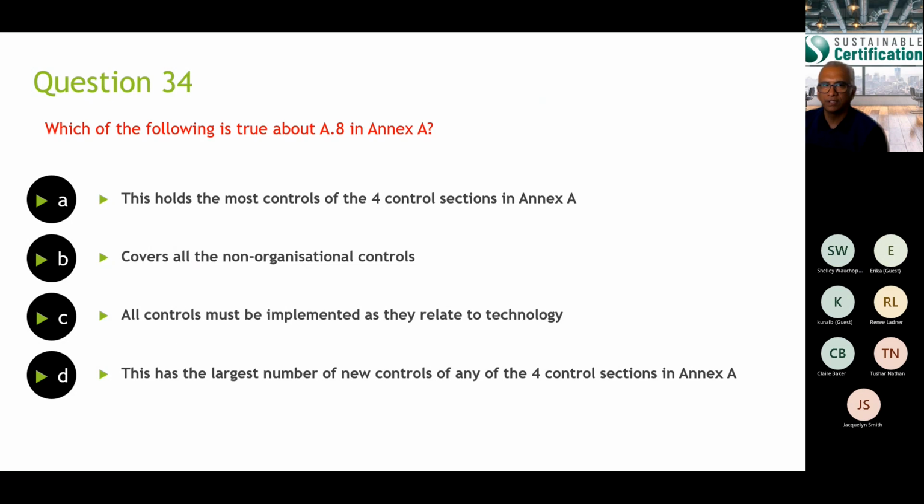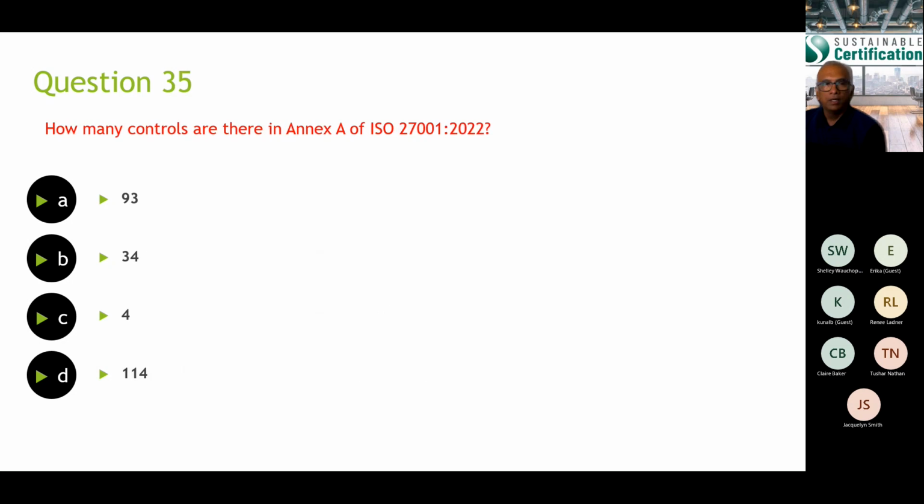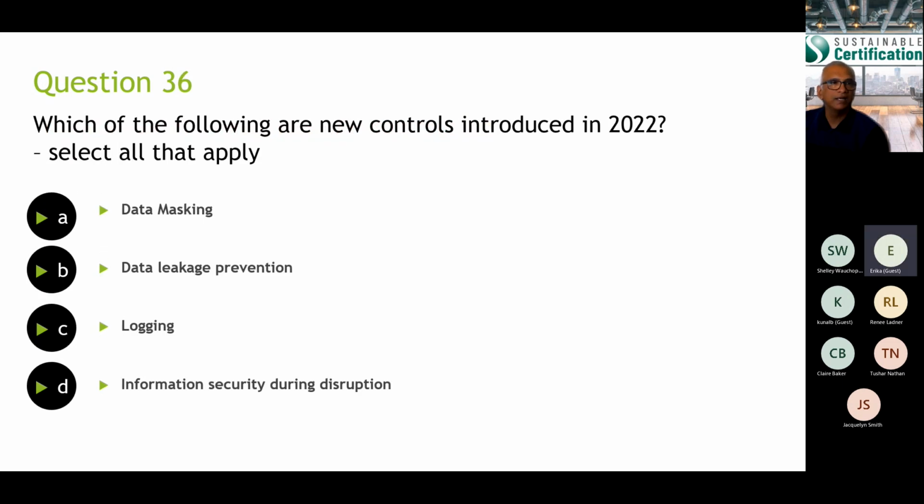and these are something you cannot ignore because they are so important. Now, 35. How many controls are there in Annexure A? How many total controls? C. And as you know, there are a total of 93 controls. 4 control domains are there, but a total of 93 controls. So that's the correct answer, 93 instead of 114 from the previous standard.